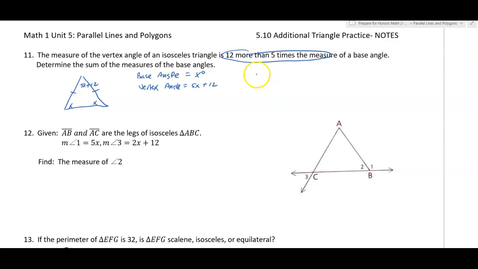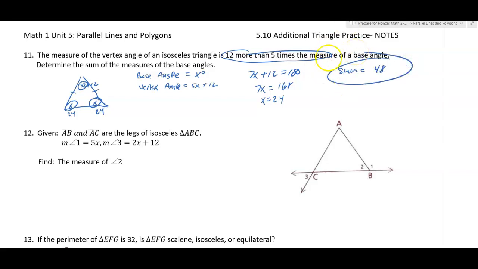Now, what do all three of those angles have to add up to? 5x, 6, 7x plus 12 has to add up to 180. 7x equals 168. 168 divided by 7 gives you 24. So, determine the sum of the measures of the base angles. Well, if that's 24 and that's 24, the sum would be 48.